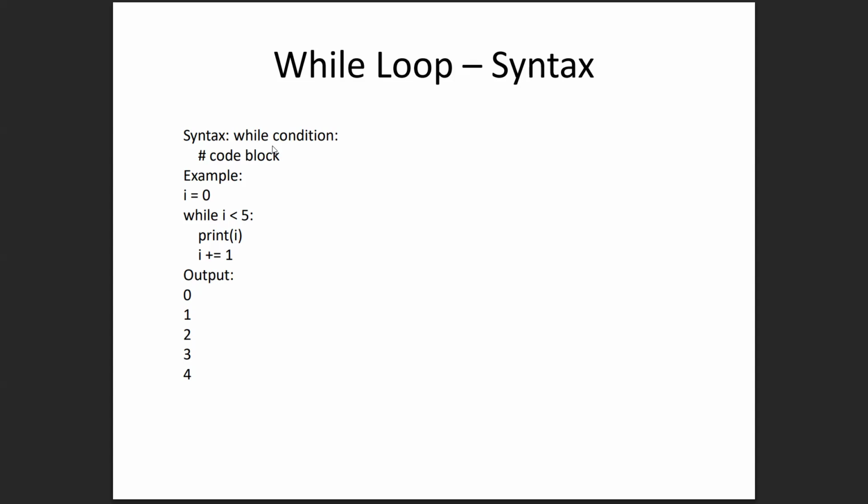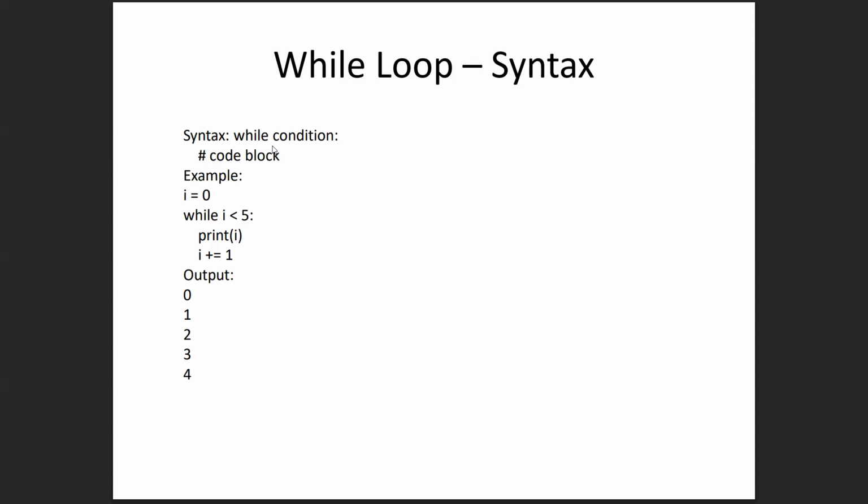So here check I less than 5. It means 0 less than 5. Yes, condition is true. It will go into the code block section and it will print I. What is the value of I? 0. It will print the value of I as 0. Next one, I equal to I plus 1, I equal to 0 plus 1. It means I will become 1 now.